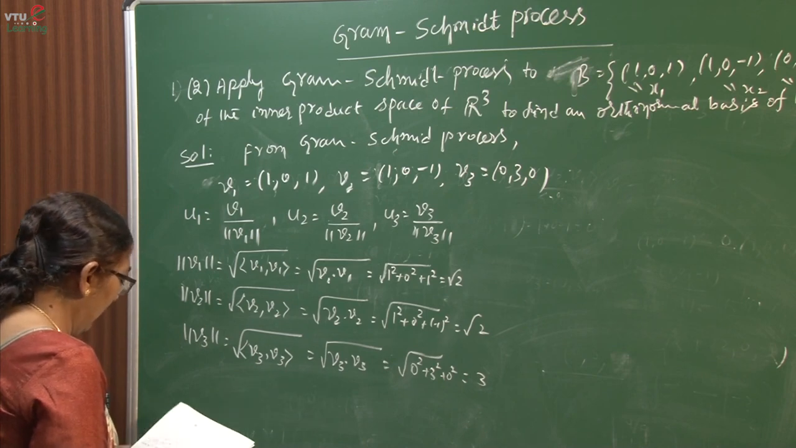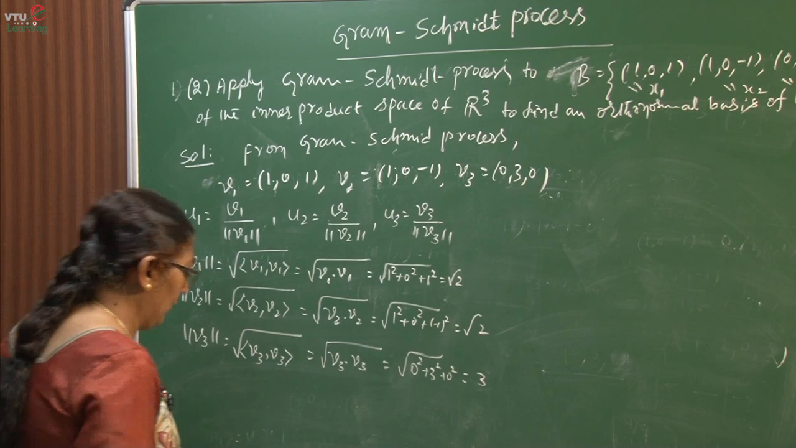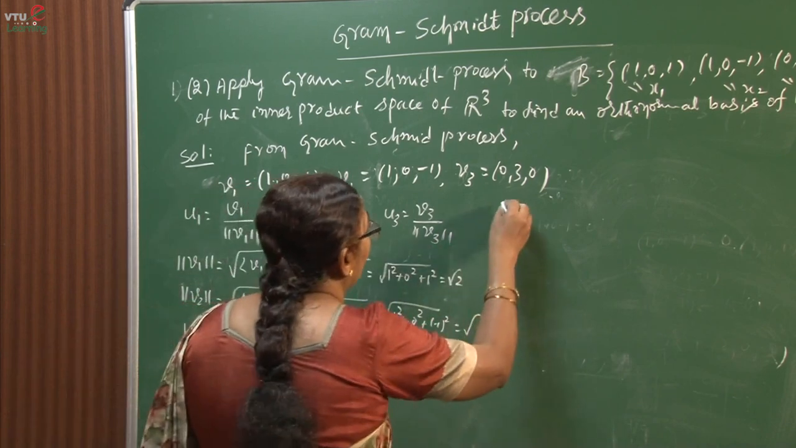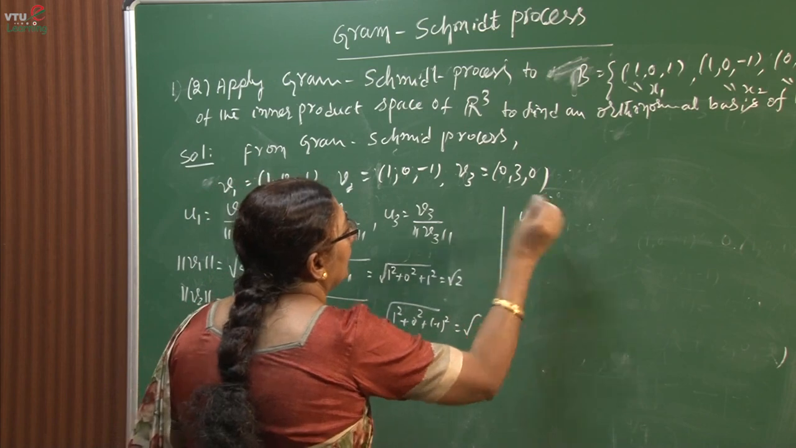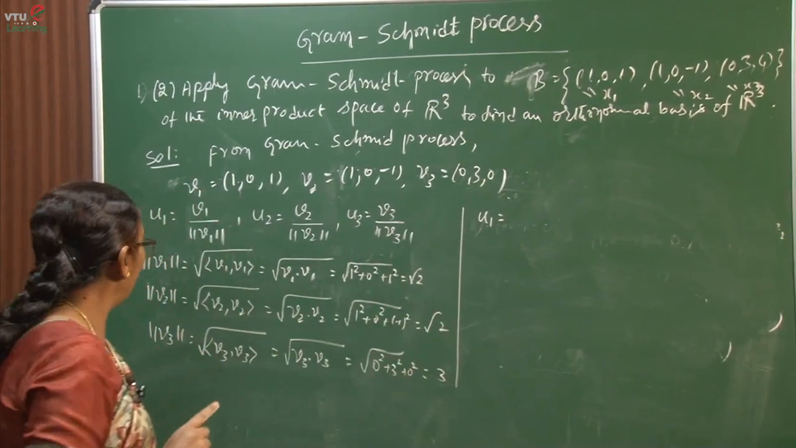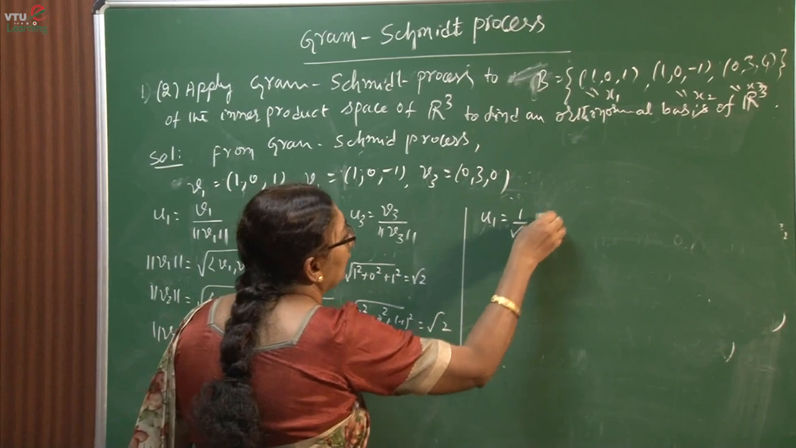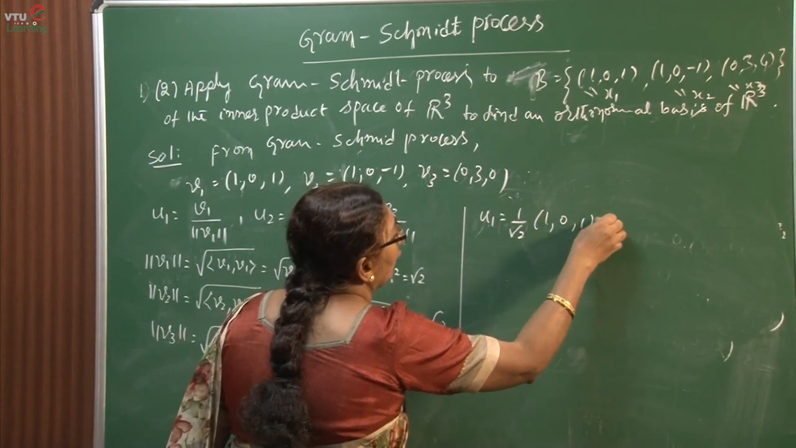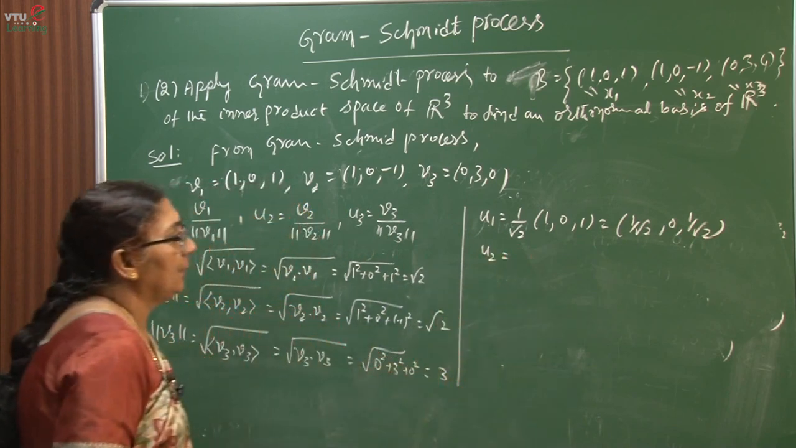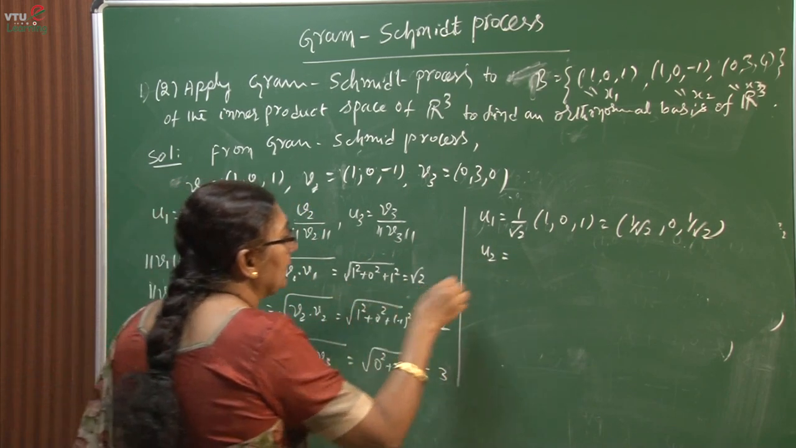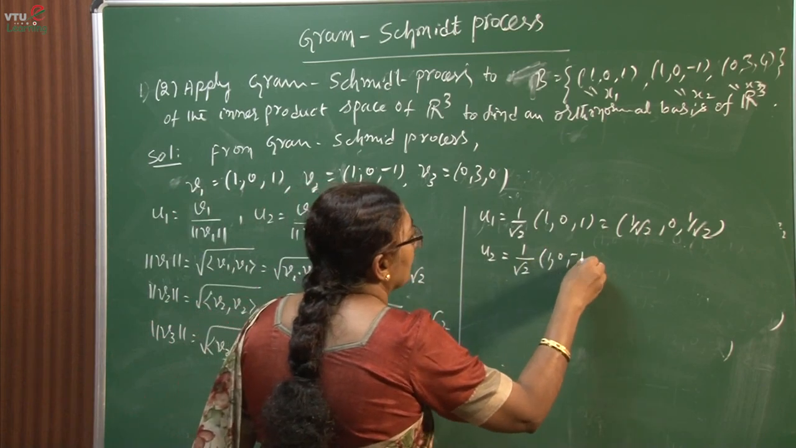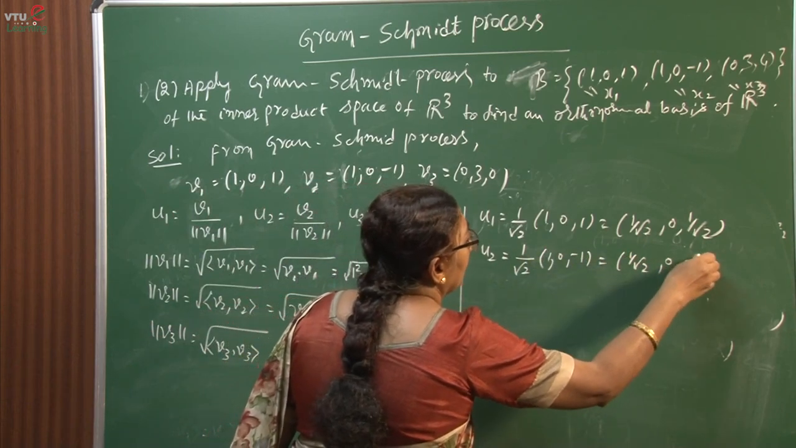From these norms, I have to write what is my u1, u2, u3. I'm going to write u1, u2, u3 here only, okay, fine. Now, what is u1? u1 is nothing but v1 divided by norm of v1. Norm of v1 is root 2, therefore 1 by root 2 into (1, 0, 1). This can also be written as (1 by root 2, 0, 1 by root 2). Similarly, u2 is v2 divided by its norm. The norm is root 2, that comes in the denominator, therefore I'll write 1 by root 2 into (1, 0, -1). What do we get? (1 by root 2, 0, -1 by root 2).